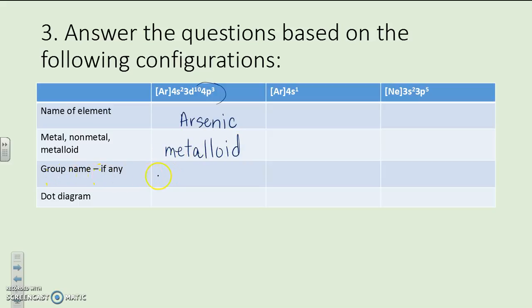All right, group name. Well, it is in group 15, but I didn't really give you a name for it, so you don't have to give me one. But if it's really bugging you, you can call it the nitrogen family. All right, and then the dot diagram for it. Well, arsenic is in group 15, which means it has 5 valence electrons, so we draw 5 dots. There we go. All right, name of element 4s1, that's going to be potassium.